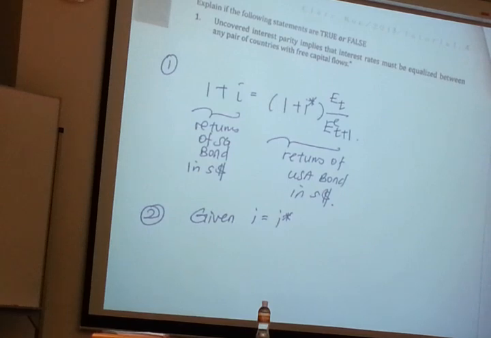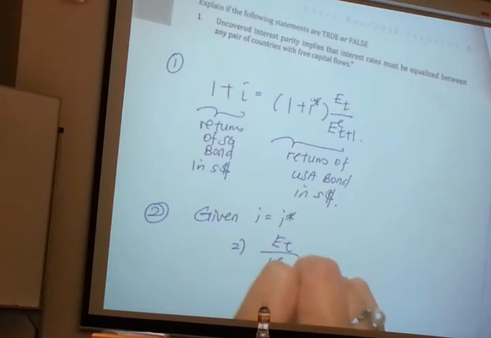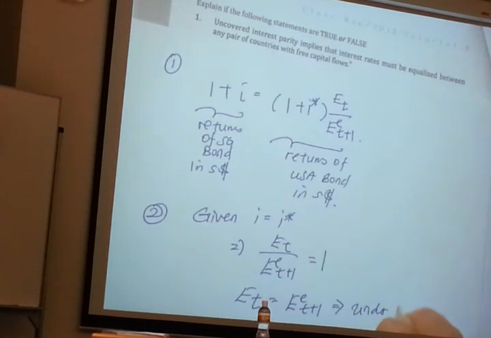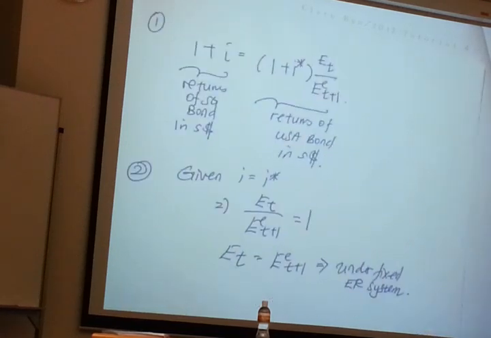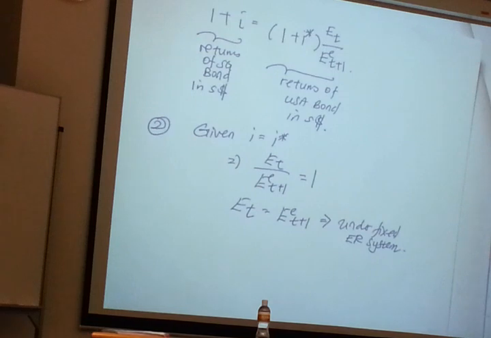Okay? So if I equals I star, what does the equation say? Therefore, the exchange rate E_t over E^e_t+1 is 1. That's what the equation says. But what is the implication? Current exchange rate equals future exchange rate. And this actually implies this could be under a fixed exchange rate system. Okay, so you prove the statement to be true. There is no exchange rate movement.